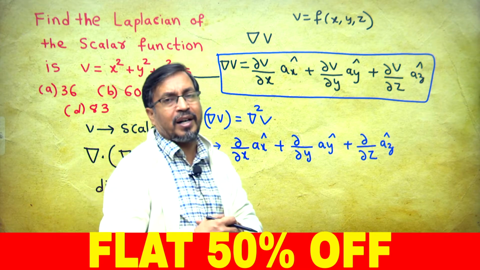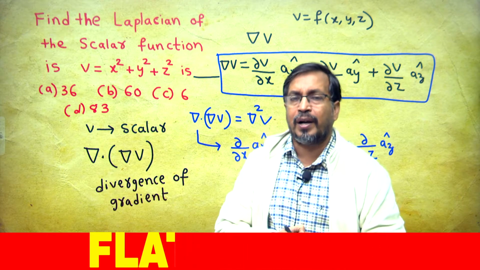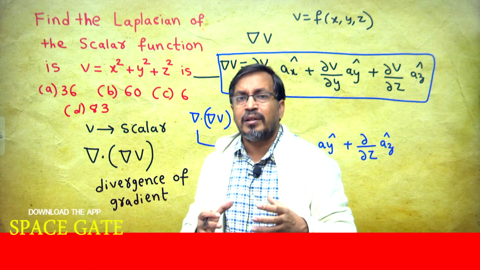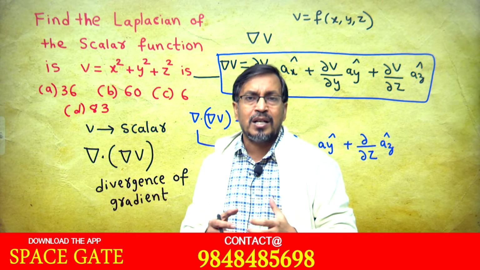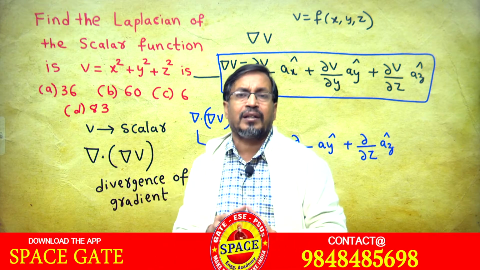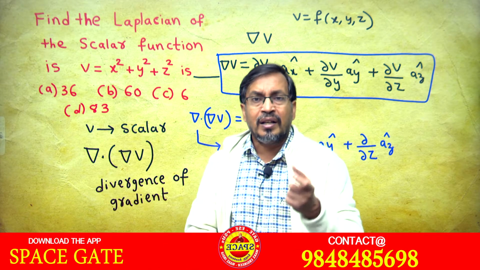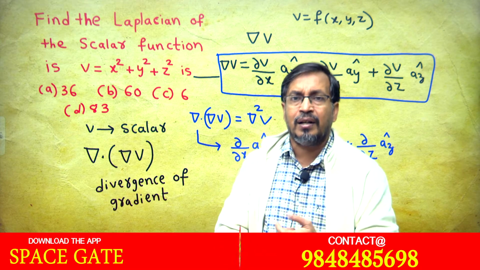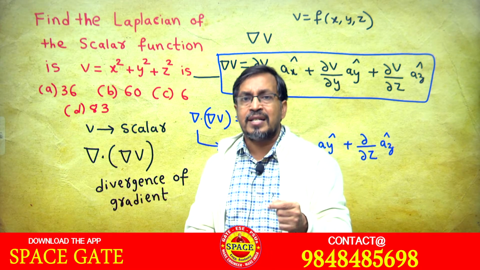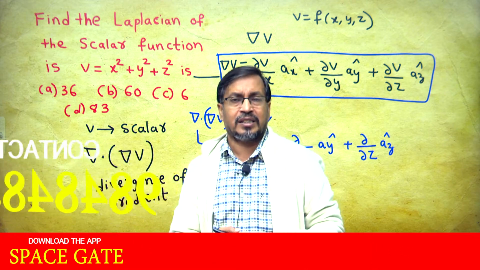Perform a dot product. So, what is that known as? Divergence. Divergence means the dot product of two vectors, del and the given vector. Here the given vector is the gradient. That is why the Laplacian definition is divergence of gradient.